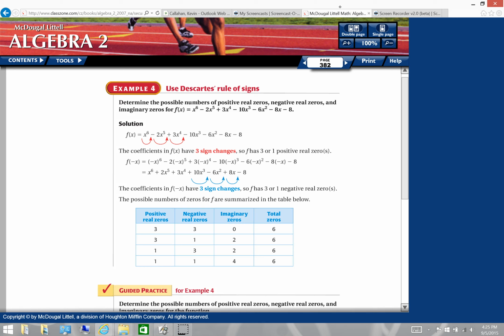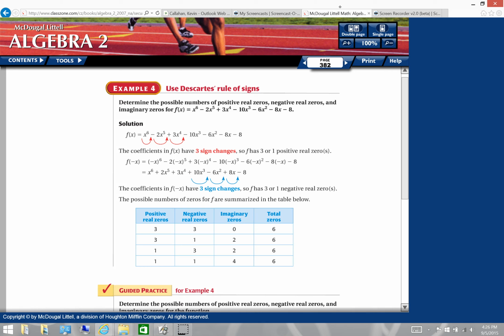And that's why in this column here, they're saying 3 and 3. Now, how many negative zeros could there be? In order to get that, you have to substitute for the x here, and here, and here, and here, everywhere. Put in a negative x and see what that does. Here's where they put in negative x for x. Every time you raise negative x to an even power, you get a positive term, which means it didn't change.